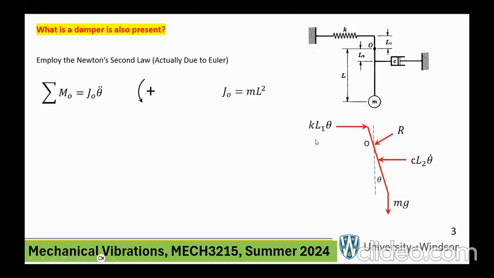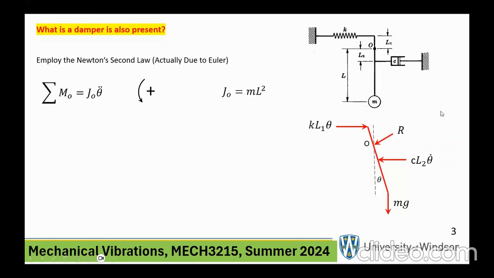Now we're going to draw the free body diagram. The pivot point is at O. There is a reaction force here. There is a damping force, which is proportional to the velocity. The velocity of this junction point is L2 times theta dot. We are already linearizing the problem because we are assuming that the stretching of the damper is only along the axis.